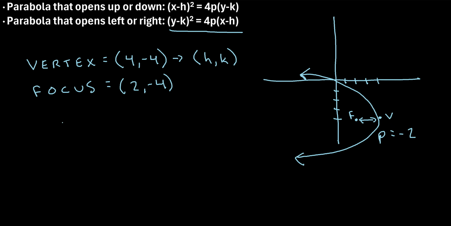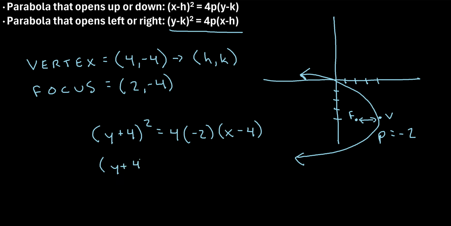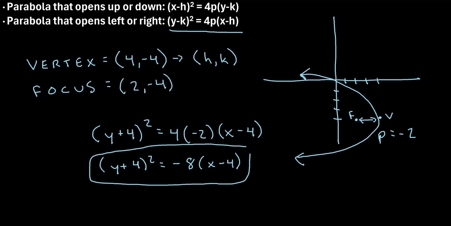So we have everything that we need to write the equation now. So we have y minus k. k is negative 4. So when we say y minus a negative 4, that's actually y plus 4. Squared is equal to 4 times p. p we just found is negative 2. Times x minus h. And h is 4. So x minus 4. Okay, so simplifying a little bit, we get (y plus 4) squared is equal to 4 times negative 2, which is negative 8, and then we have (x minus 4). So that is our final answer. That is how we can write the equation of this parabola.